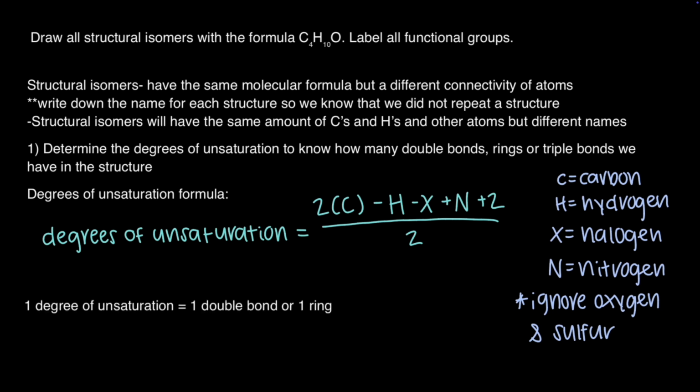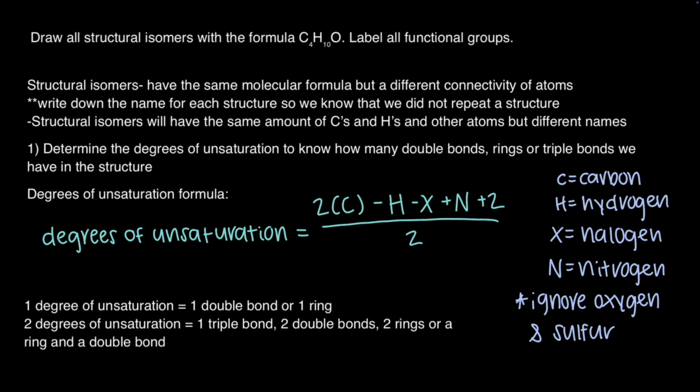For 1 degree of unsaturation, the structure could have a double bond or a ring. For 2 degrees of unsaturation, the structure could have a triple bond, 2 double bonds, 2 rings, or a ring and a double bond. As you continue to have a larger amount of degrees of unsaturation, you can have any combination of double bonds, rings, and triple bonds.